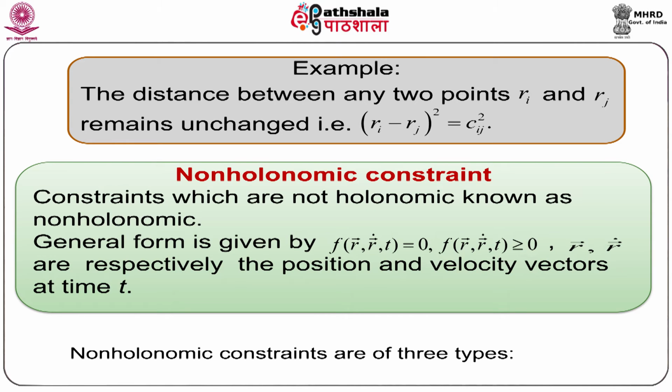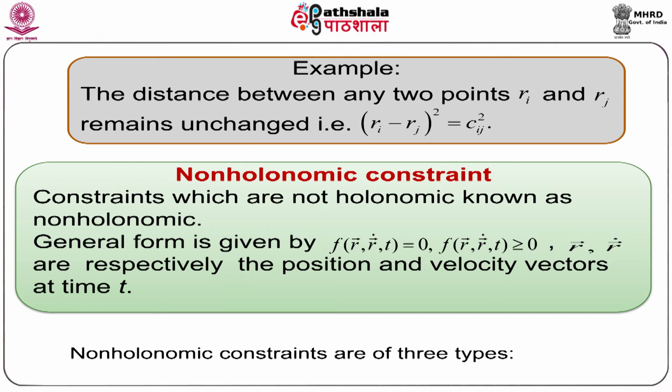As an example, consider the rigid body. The distance between any two points r_i and r_j remains unchanged, that is |r_i - r_j|² = c_ij². This is an example of holonomic constraint.